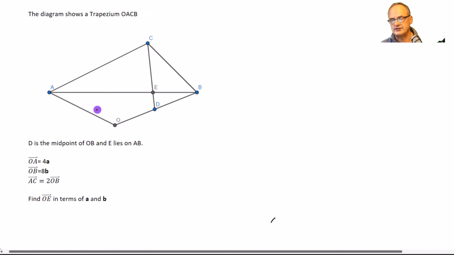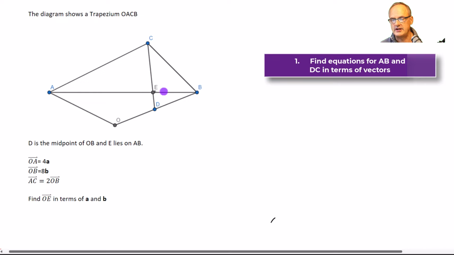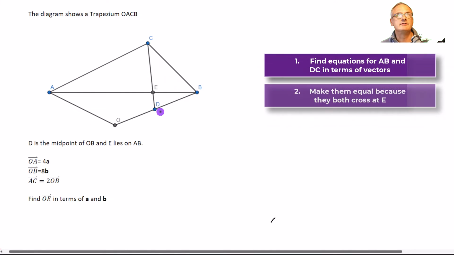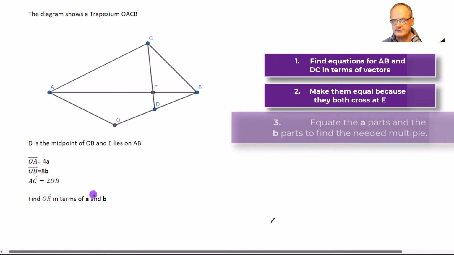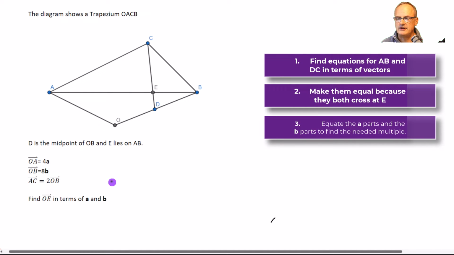So our plan of action for this is first of all to find the vector equation of line AB, and then to find the vector equation of line DC here. Then we're going to make them equal because they cross at E. We're going to equate the A and B parts of those two equations to find out the multiple needed of each equation and to find out the location of E. So let's get started on that.